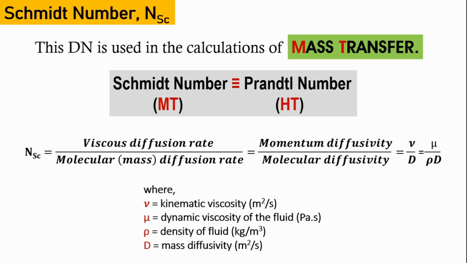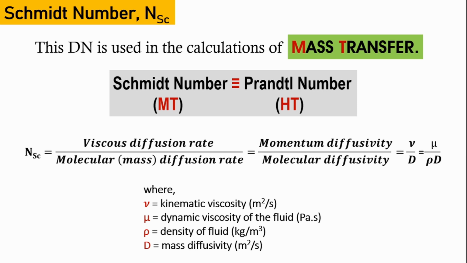This you can see even by the definition of the Schmidt number, where the Schmidt number is defined as the ratio of viscous diffusion rate to molecular or mass diffusion rate, or it may also be defined as momentum diffusivity to molecular diffusivity. And if you can recall, Prandtl number is actually a ratio of momentum diffusivity to thermal diffusivity. So the Schmidt number is written as nu by D or mu by rho D, where nu is kinematic viscosity, mu is dynamic viscosity of the fluid, rho is the density of fluid and D is mass diffusivity.